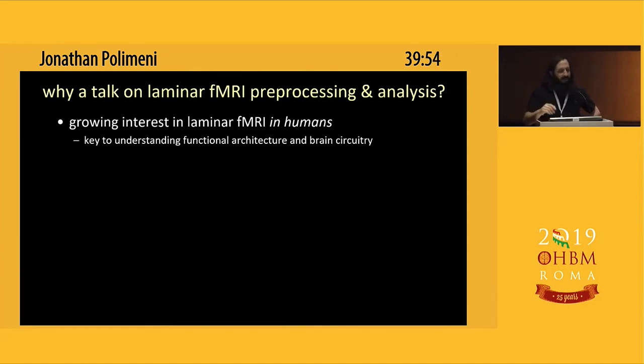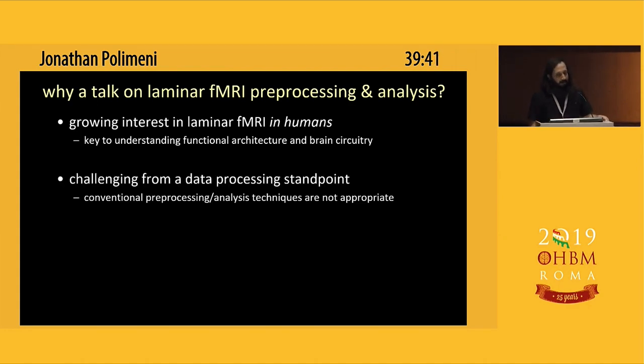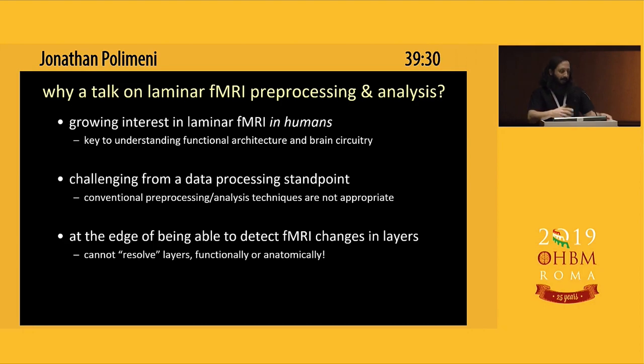And so why do I talk on this topic? Well, as we've seen, there's been growing interest in laminar fMRI in humans. It's known from invasive animal studies that different cortical layers have distinct functional roles, and therefore, laminar fMRI may be the key to understanding functional architecture and brain circuitry in humans. However, it's very challenging from a data analysis standpoint. We'll see that conventional preprocessing and analysis techniques really aren't appropriate for laminar fMRI. This is partly because we're really at the edge of being able to detect fMRI changes in layers with our current resolutions. Today, we can't resolve layers either functionally or anatomically with our current voxel sizes.